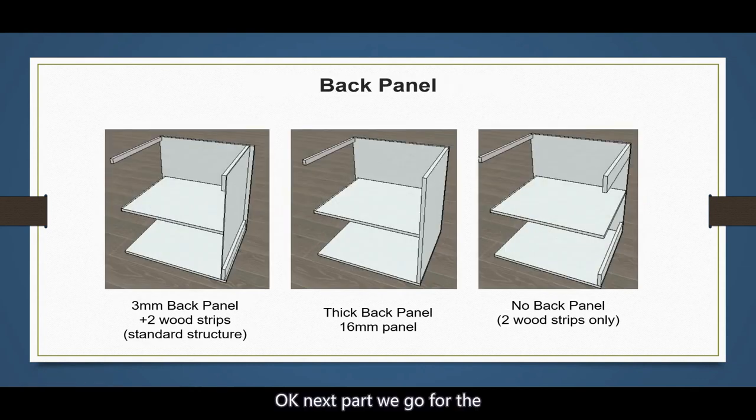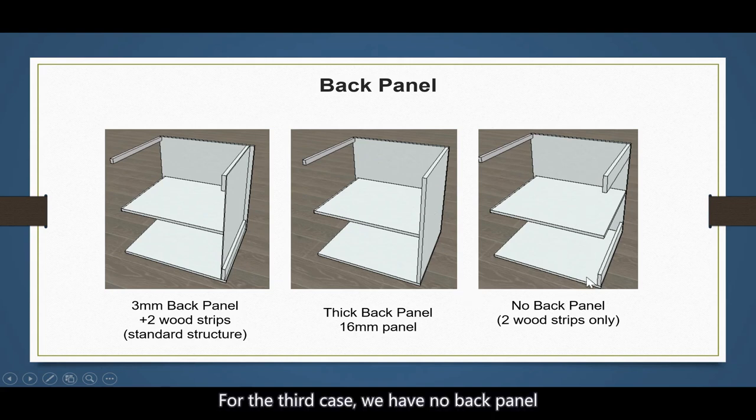Okay, so next we go to the several different cases for the back panels. Normally we go for these structures, as we just mentioned a couple of times. We go for the 3 millimeter back panels plus two wood strips installed vertically, one above and one below. This is the standard structure. And when it's needed, we can also switch the back structure to this one, which is the thick back panel. As you can see, the thick back panel right here. When there is a thick back panel, we do not have any wood strips anymore. That would just be the panel itself.